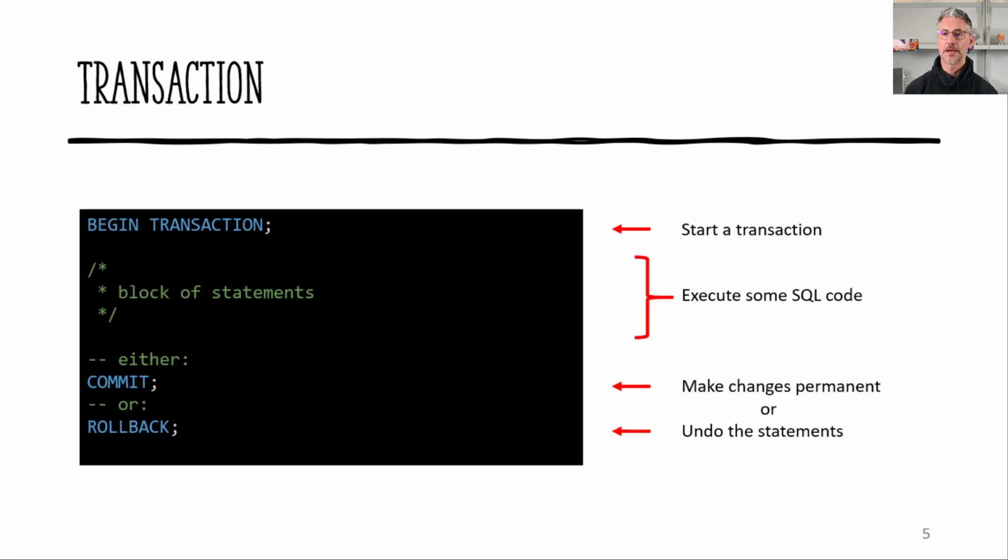So how do we create a transaction? We say begin transaction, and then we have a semicolon to indicate that now this command ends, and then we have a block of statements, and then either we commit, which tells the database now execute what I've just told you, or roll back and say don't do it.